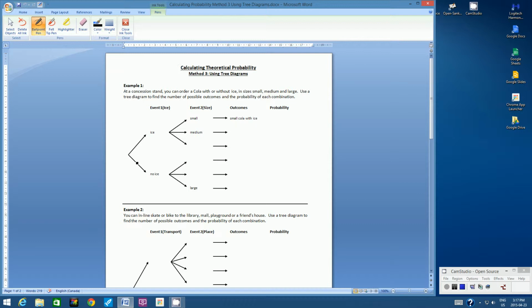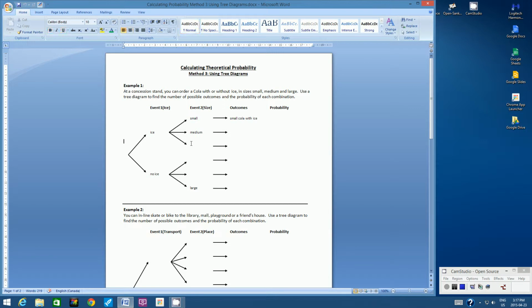So let's start with the first branch here. We start from this point and we have two possible choices for event 1. We have ice or no ice. So there's only two possibilities here. Then when we go to event 2, we travel along this branch, and if we choose to have ice, then we have to make a decision. Small, medium, or large. So in the second branch here, could you please write in large? Okay, so large. So just print that very neatly.